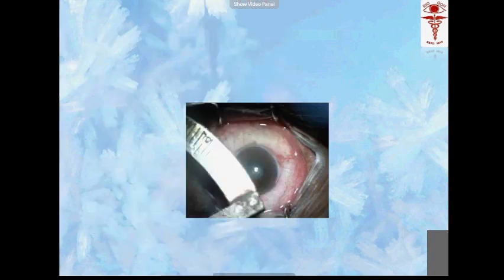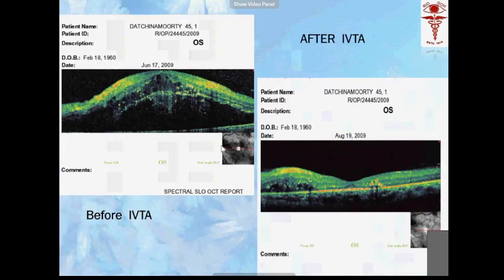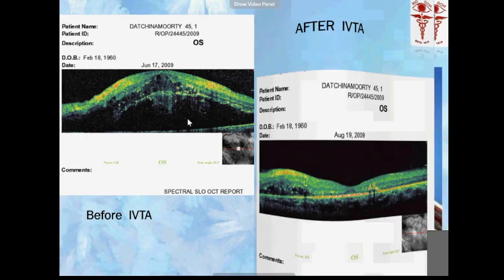This is a video. I don't think you can see the video. So this is a pre and post treatment, pre IVTA and post IVTA. You can see how much the edema has decreased.